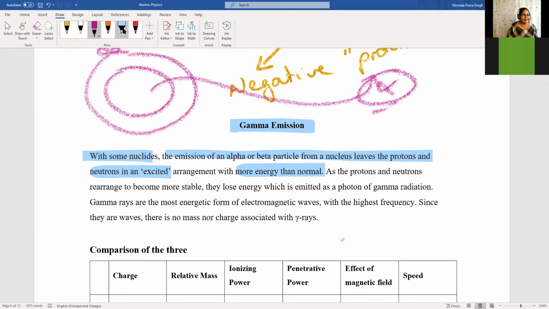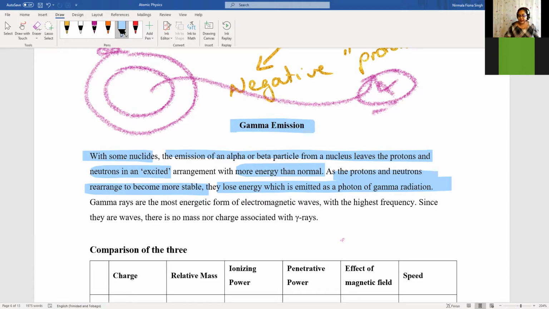okay, I have to continue reading. As the protons and neutrons rearrange to become more stable, they lose energy, which is emitted as a photon of gamma radiation. A photon is basically a packet of energy, a packet of electromagnetic energy. So light emits photons. Light is carried by photons. That's why we always say a photon of light.